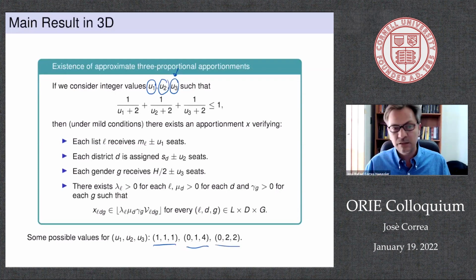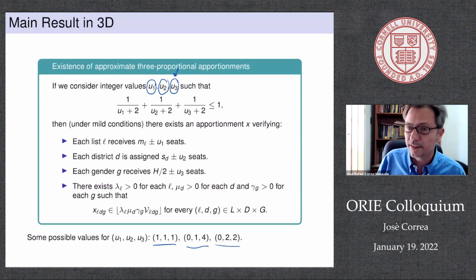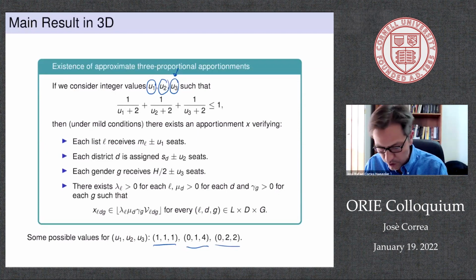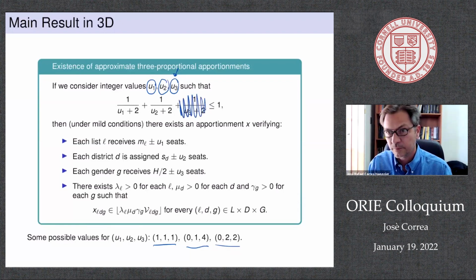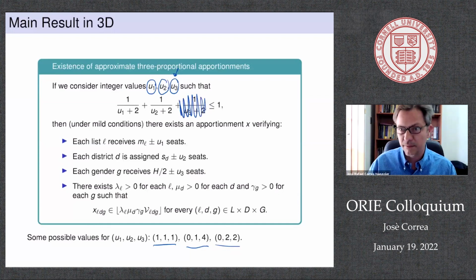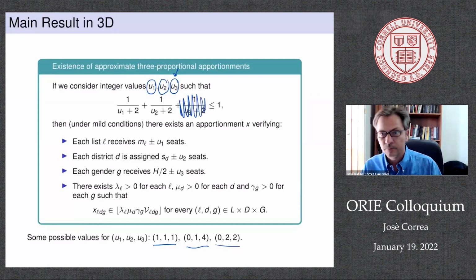In particular, this extends to many dimensions. And in particular, it extends to 2 dimensions. So in 2 dimensions, I will not have this term here. And if I don't have this term, I can do 0, 0. So in 2 dimensions, it extends the Balinski and Demange theorem. So I can do it without deviating.